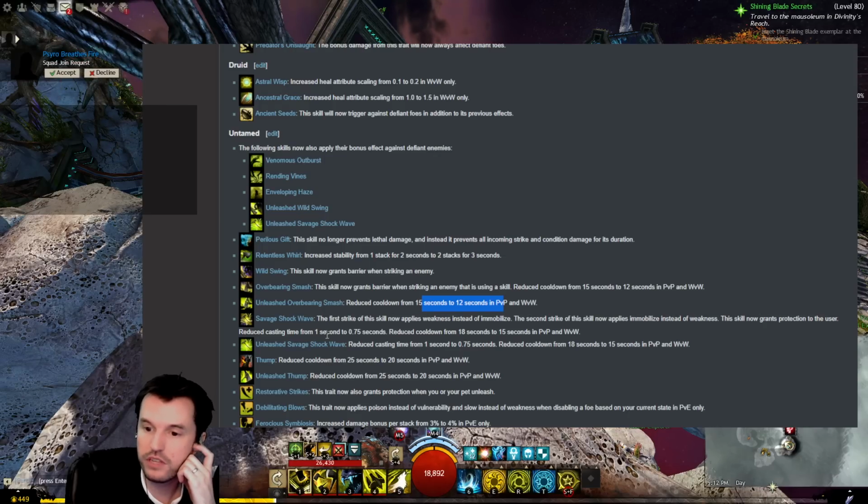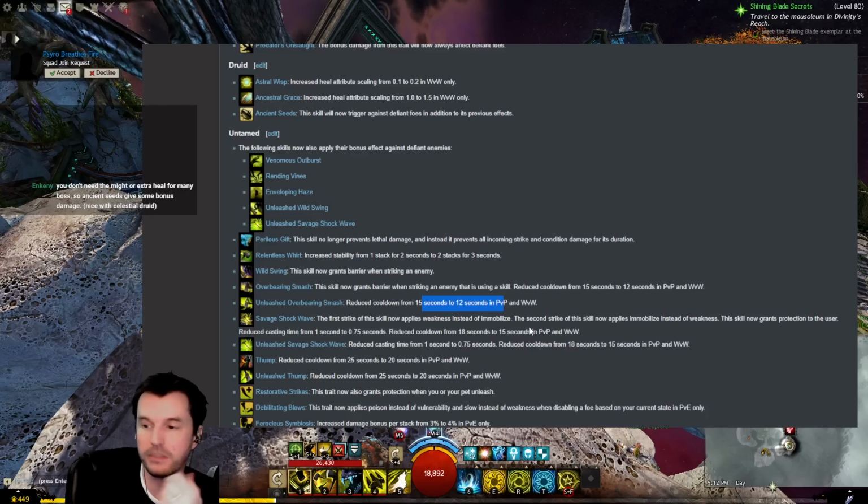Savage Shockwave, the first strike of this skill now applies weakness instead of immobilize. The second strike now applies immobilize instead of weakness. The skill now grants protection to the user. Reduced casting time from 1 second to 0.75 seconds, so faster animation. Reduced cooldown from 18 seconds to 15 seconds in competitive. Unleashed Savage Shockwave, reduced casting time from 1 second to 0.75, reduced cooldown from 18 to 15 in PvP and World vs. World.